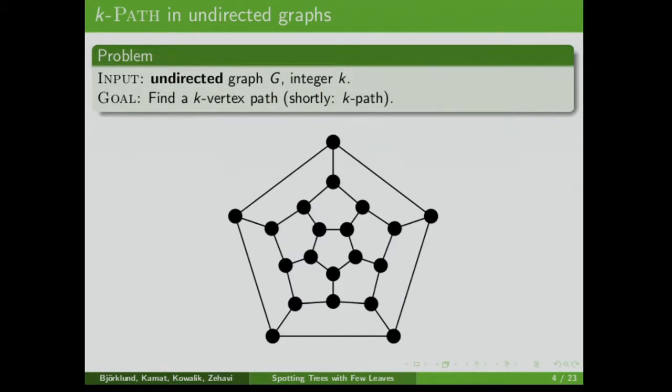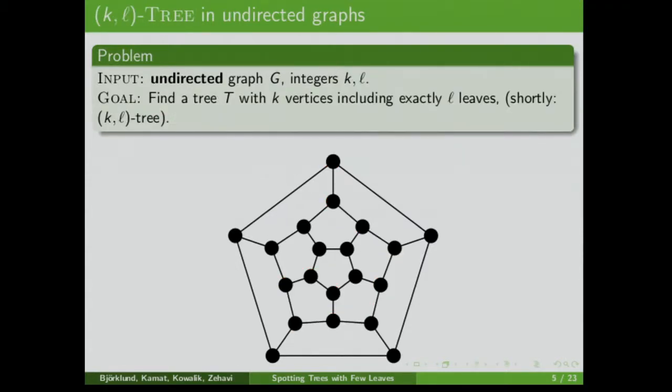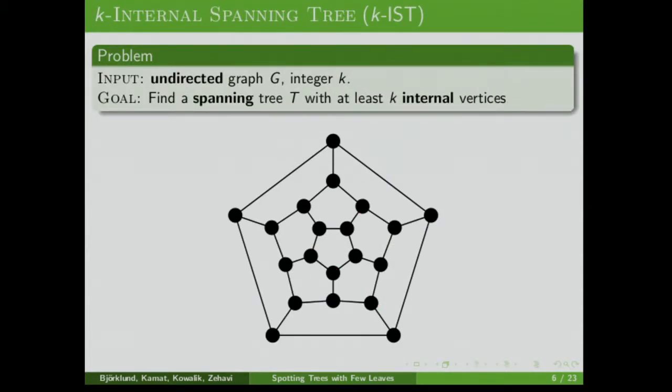And this problem you can generalize even further. You can consider a path as a tree on k vertices with exactly two leaves. So now what if you have two integers in your input, k and l, and you ask for a tree on k vertices which includes exactly l leaves? This is the kl tree problem. And the final problem we consider is called k internal spanning tree. This is a generalization of spanning tree, an optimization version of spanning tree. You look for a spanning tree with at least k internal vertices.